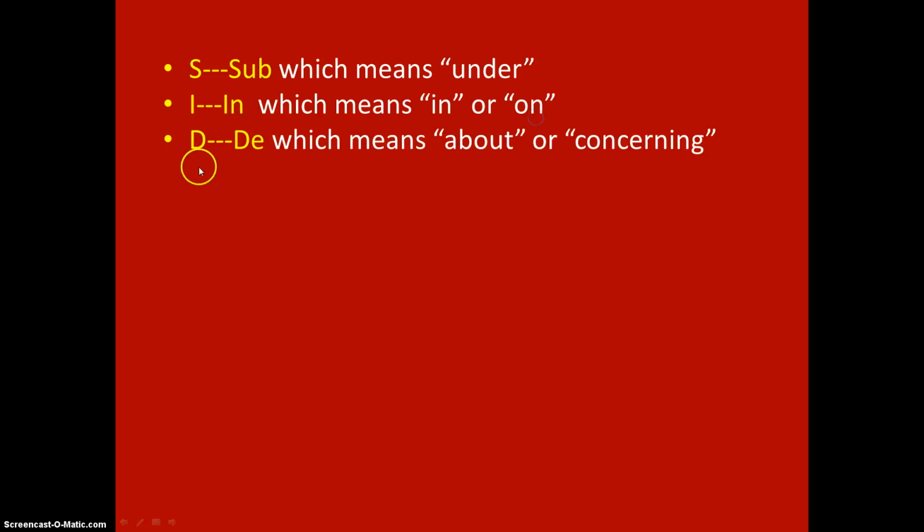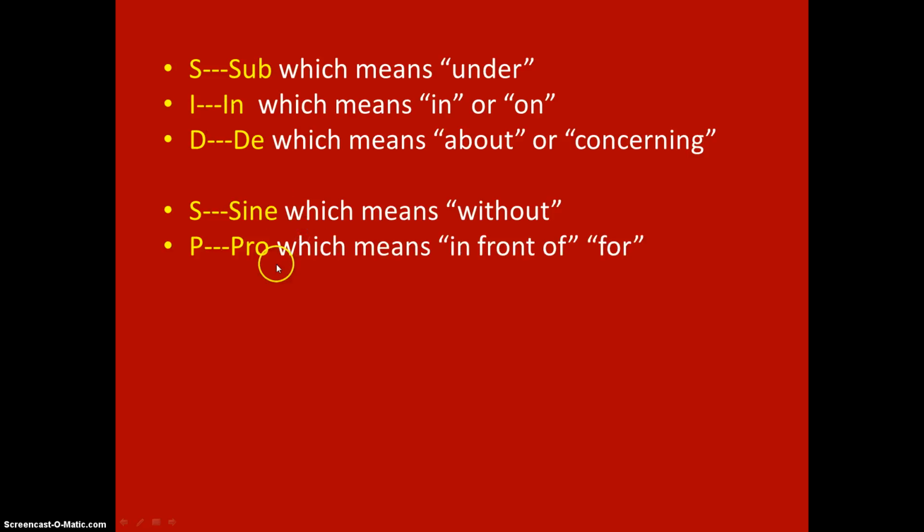SID SPACE. S is for sub, which means under. The I is for in, which means in or on. The D is for de, which means about or concerning. The second S is for sine, which means without. Obviously, if you switch sub and sine, it doesn't make any difference.